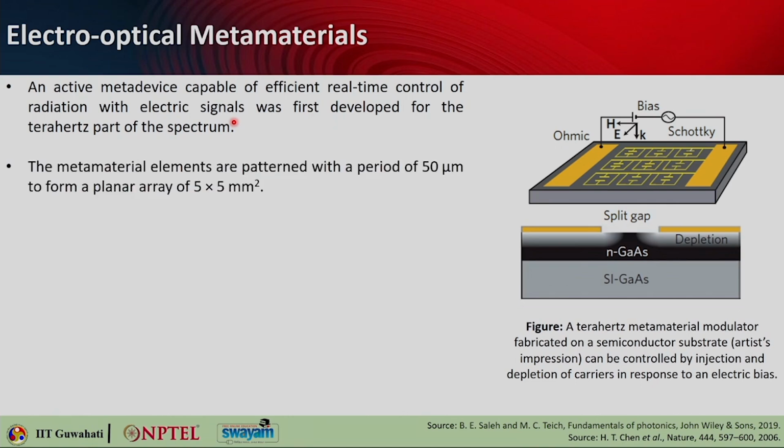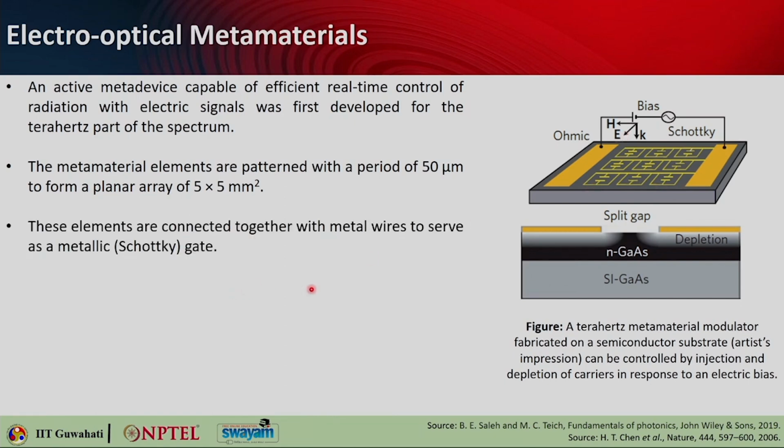Here is an example of metamaterial elements of period 50 micron, and they are forming a 5 by 5 millimeter square planar array. So, overall dimension is 5 mm by 5 mm. In this kind of structure, the period of each pattern is 50 micron.